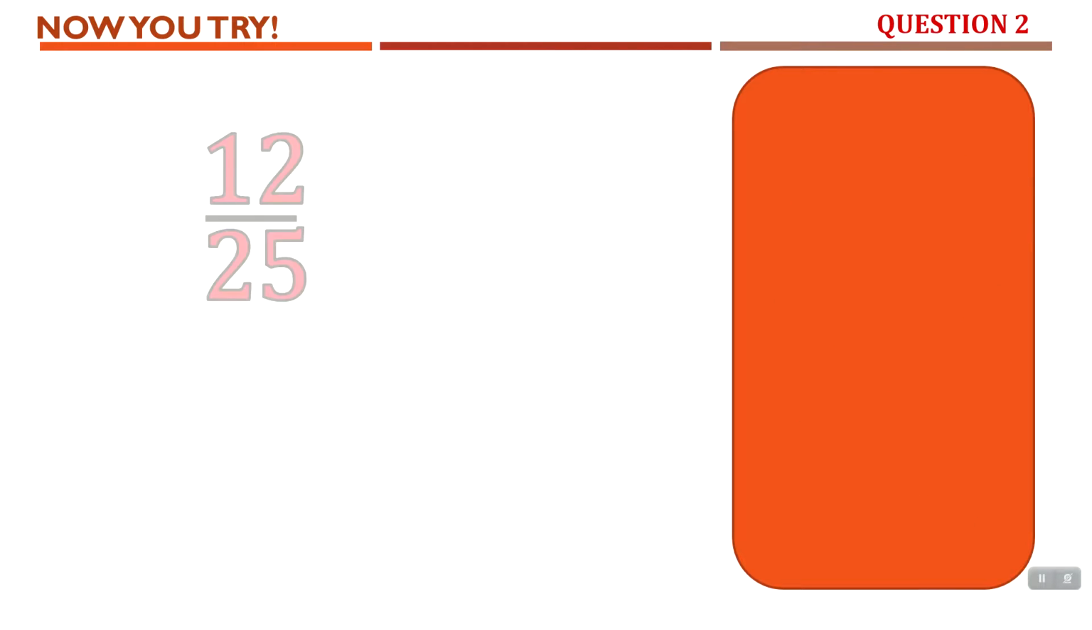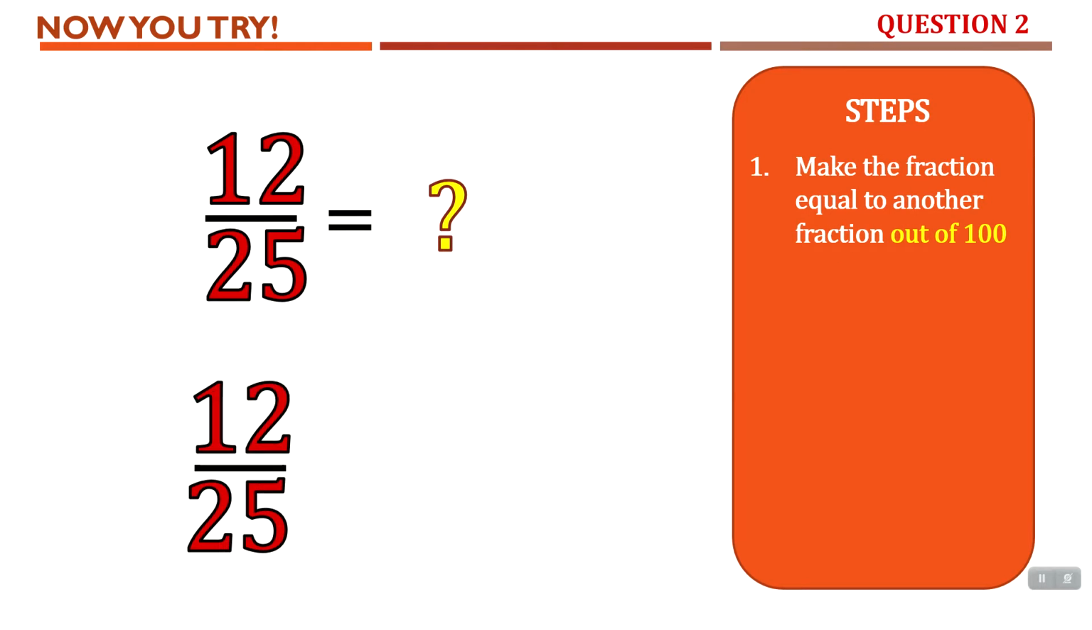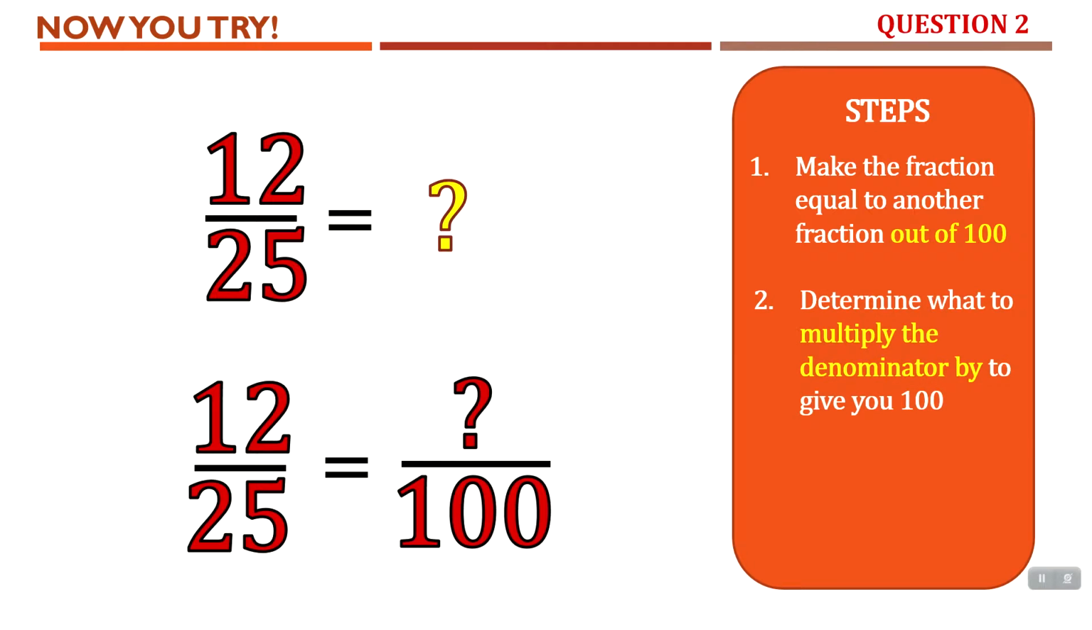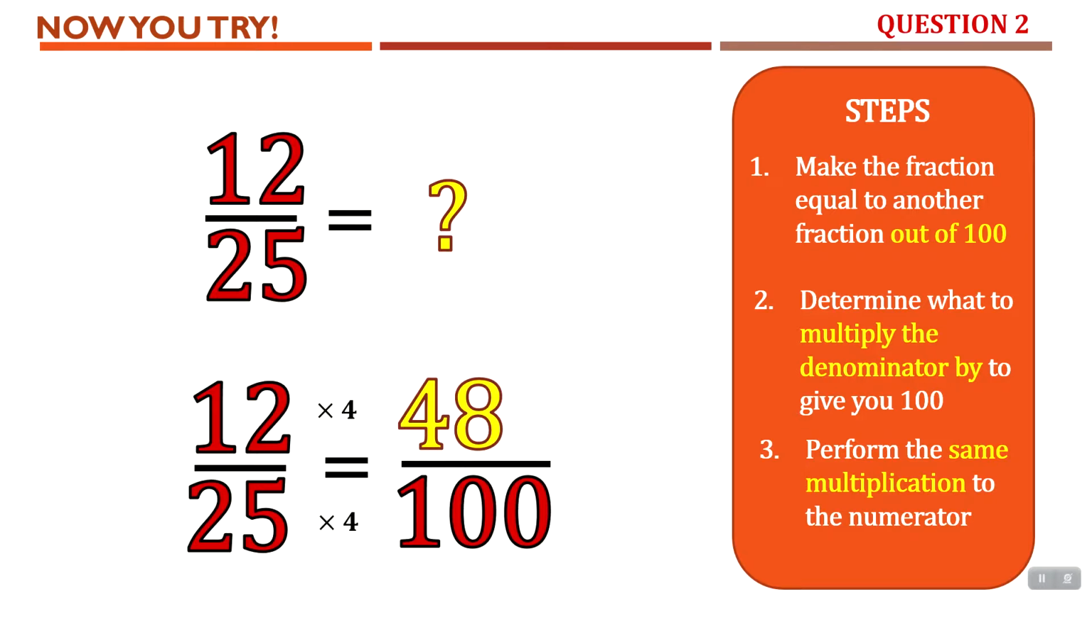Question 2. 12 out of 25 is equal to what percentage? Step 1. Make the fraction equal to a fraction out of 100. Step 2. 25 times what gives us 100? 25 times 4 is 100. And we do the same thing to the numerator. 12 times 4 is 48. Therefore, 12 out of 25 is equal to 48 out of 100, and we know that that is 48%.